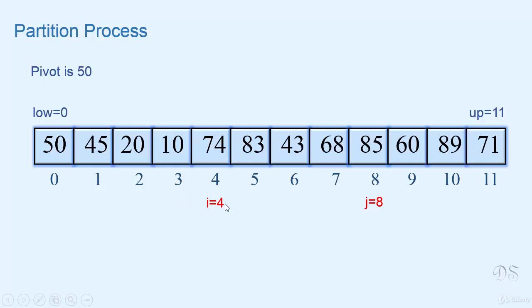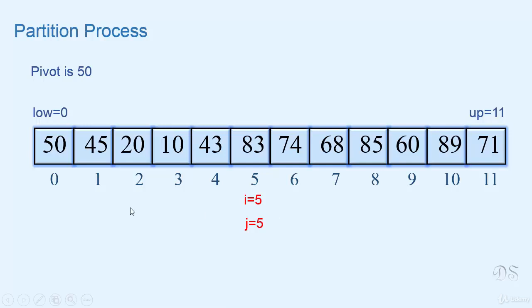Now again we'll check i. A[i] is greater than pivot, so we'll stop i. Now we'll go to j. A[j] is greater than pivot, so we'll move j. Again this A[j] is greater than pivot, so we'll move j. Now A[j] is less than pivot, so we'll stop j. Now both i and j have stopped and the value of i is less than j, so A[i] and A[j] will be swapped and i will be incremented and j will be decremented.